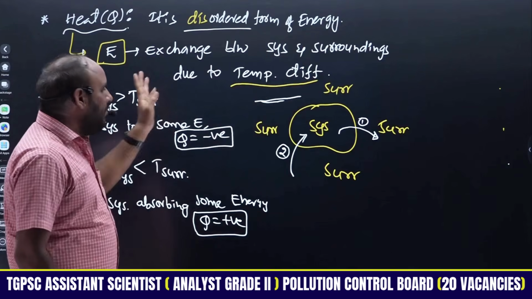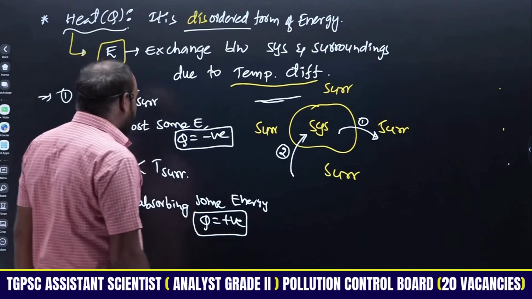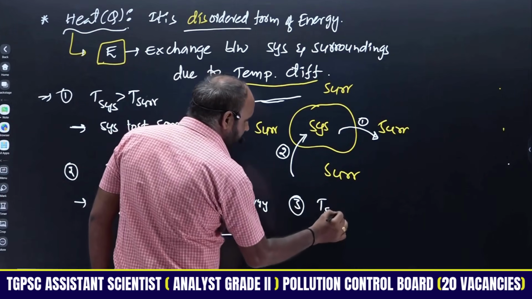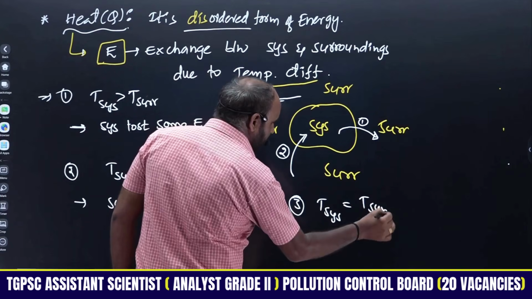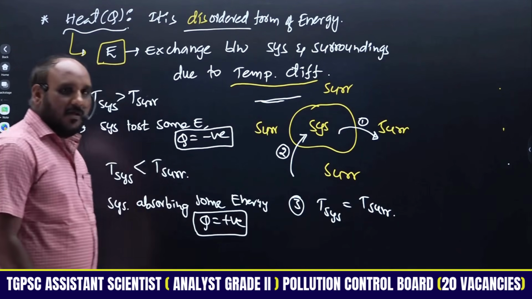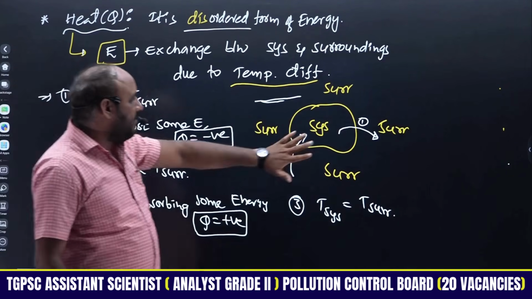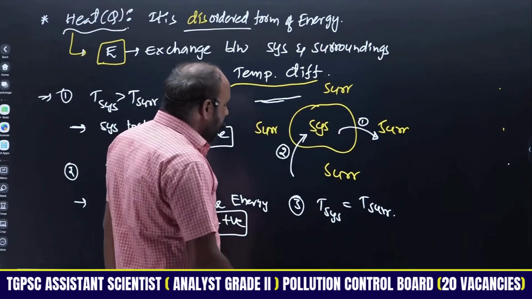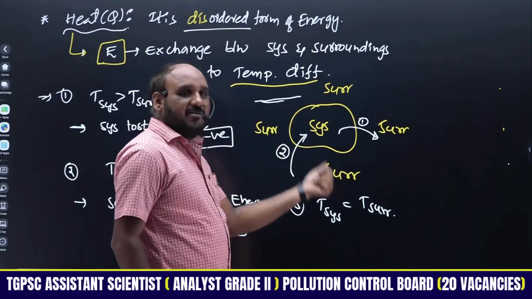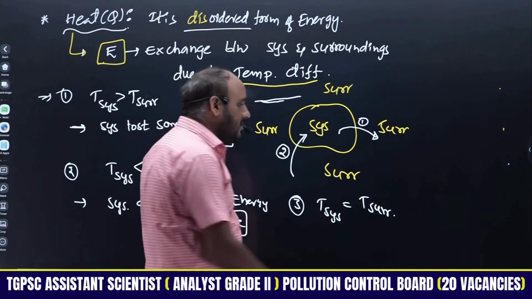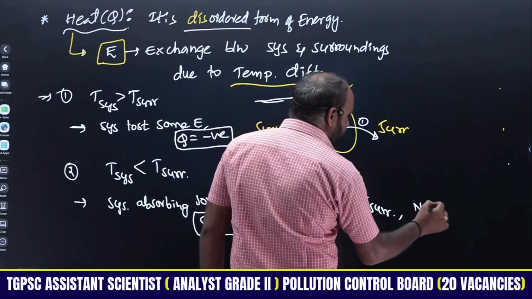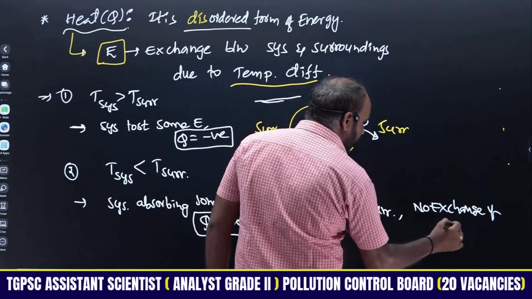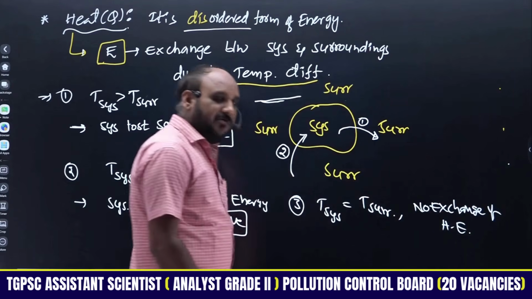If the two temperatures are the same, that is the third condition, right? For example, temperature of the system is equal to temperature of the surroundings. Both temperatures will be the same. Therefore, there is no exchange of heat energy between the system and surroundings. No exchange of heat energy.